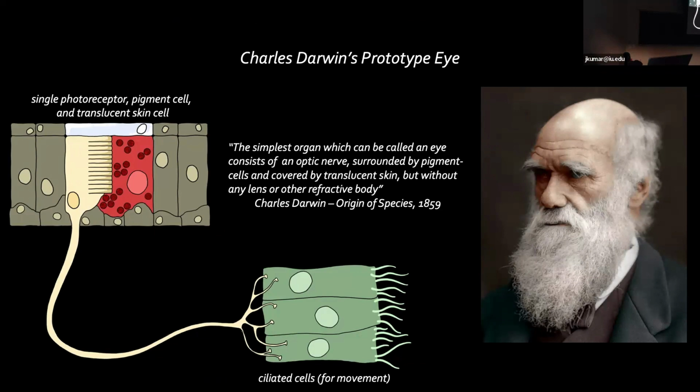He imagined that the original primitive eye consisted of a single photoreceptor neuron, a single pigment cell, and a translucent skin cell. This wouldn't give you any resolving power to know what you're seeing, but you could certainly sense light, you can certainly sense shadows. And if that photoreceptor was connected to a set of ciliated cells, it allowed that primitive organism to actually move and get out of the way or move towards something.